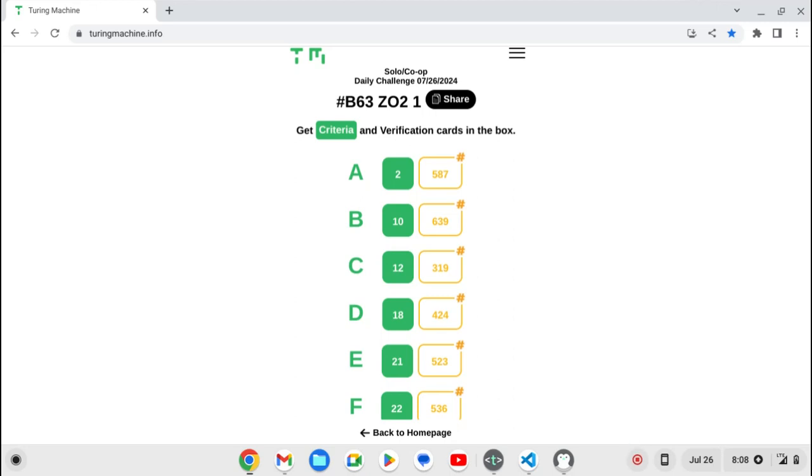Let's begin. Today's July 26th, 2024, and we're solving the Daily Turing Machine Puzzle. Today's puzzle uses the following 6 criteria cards: criteria card 2, 10, 12, 18, 21, and 22. And the puzzle uses the orange verification cards. The code above is your way to get more information on today's puzzle by searching the code on turingmachine.info. Let's go solve.